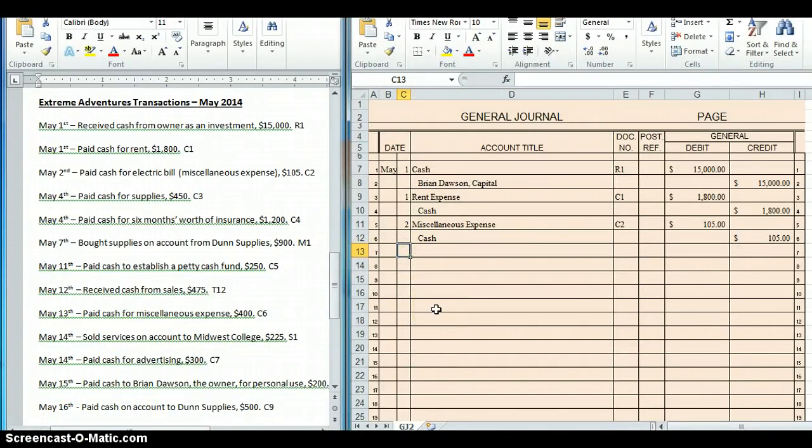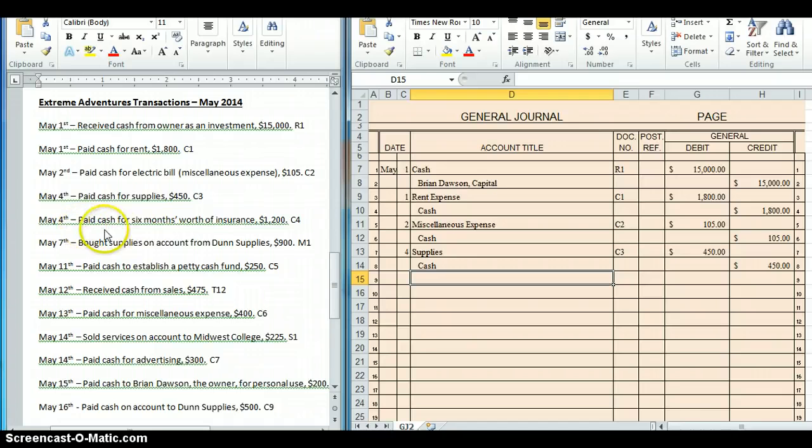So this took place on the 4th. We bought supplies. C3, $450. I paid cash. That's my credit. Also, $450.